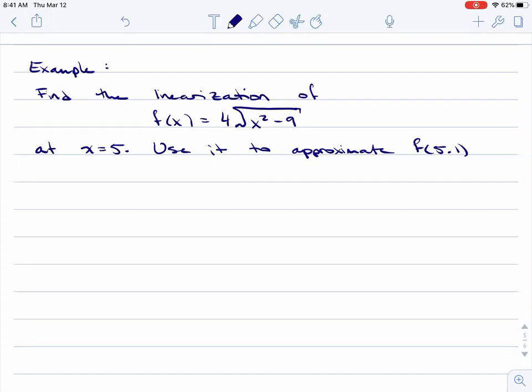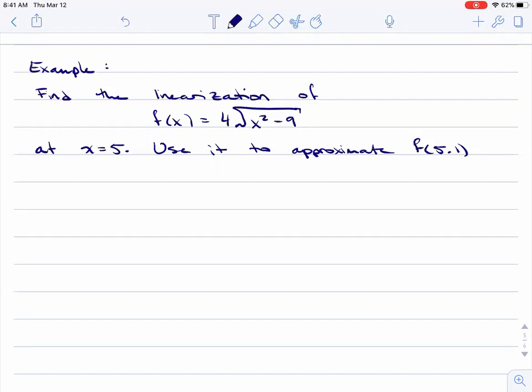I'm pretty sure on test 3, it'll be broken up. It'll just be one question like this. On the final, don't be thrown off. I'm pretty sure it's part A, find the linear approximation. Part B, use the linear approximation to evaluate it at this point. So it just breaks it up and makes it look like a long question, even though it's not.